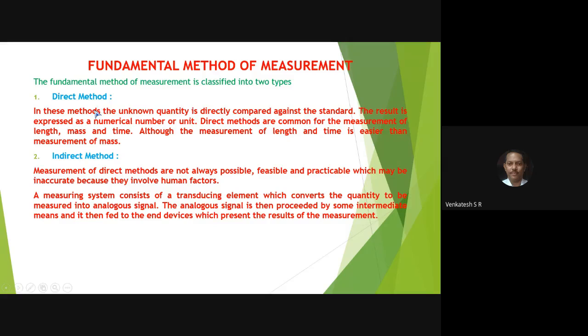Then come to the point, indirect method. Nowadays, all of you have seen digital speedometer or digital odometer or the digital temperature indicator or the digital tachometer. Here you have the translation. A good example is the digital speedometer. In the indirect method, there will be two or more translations present.